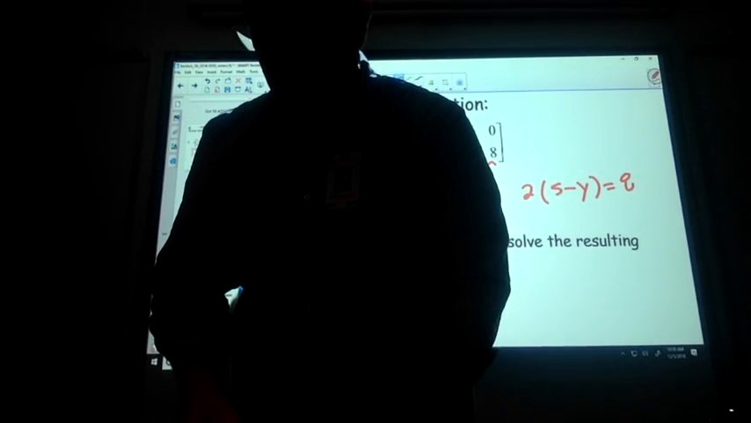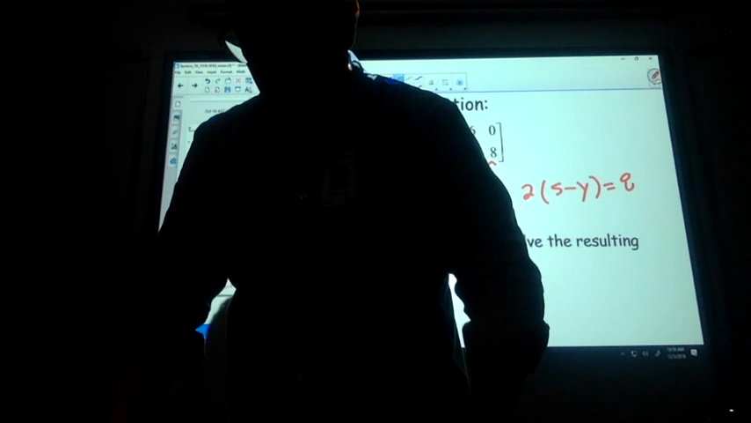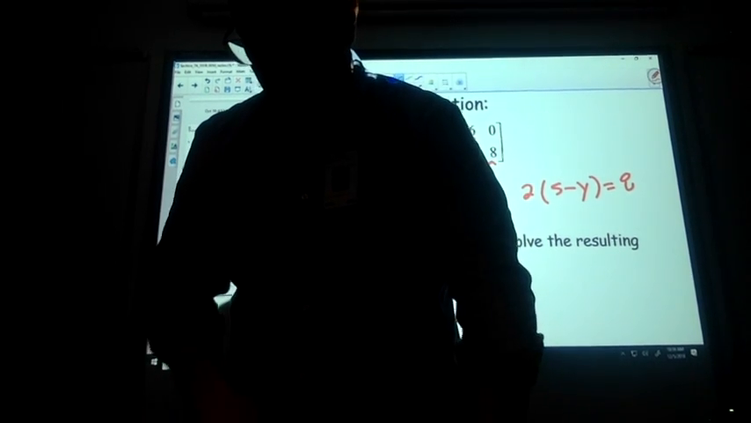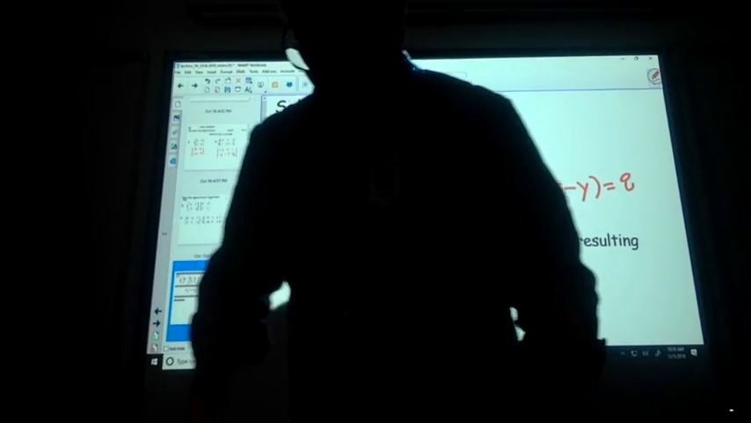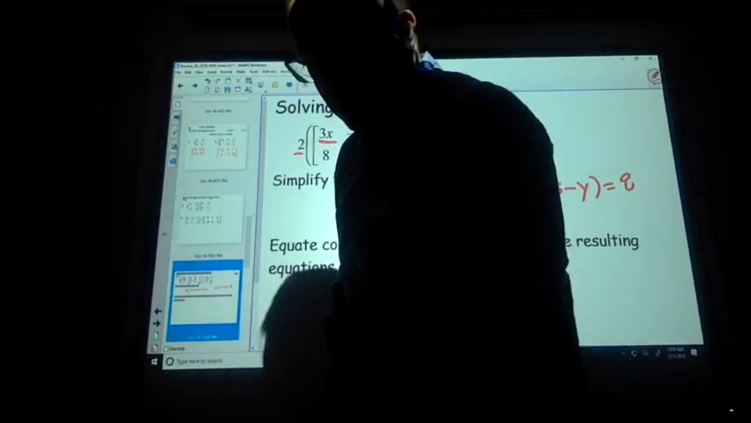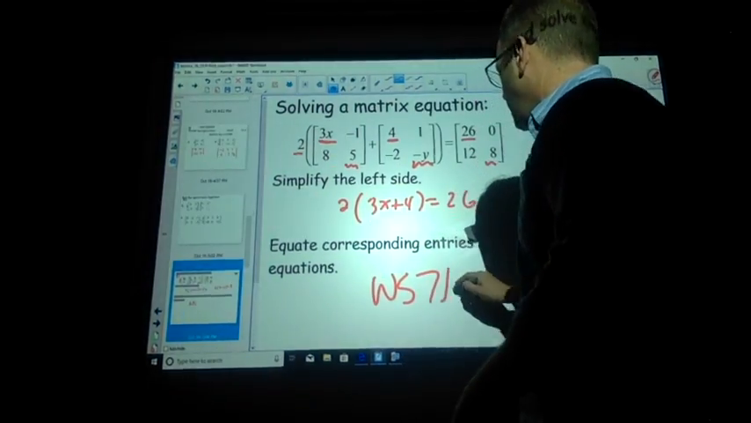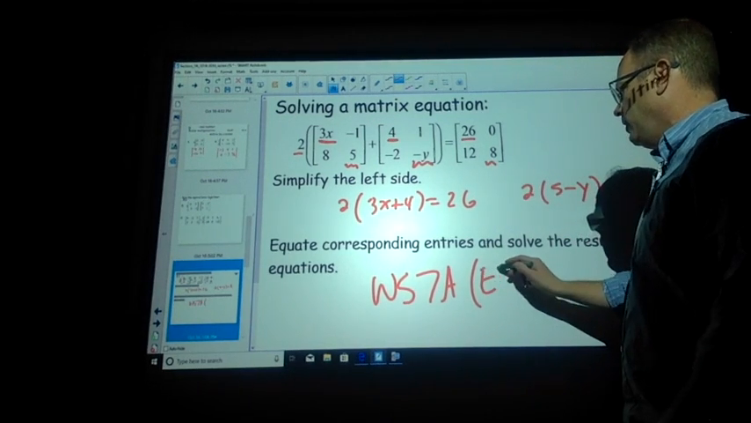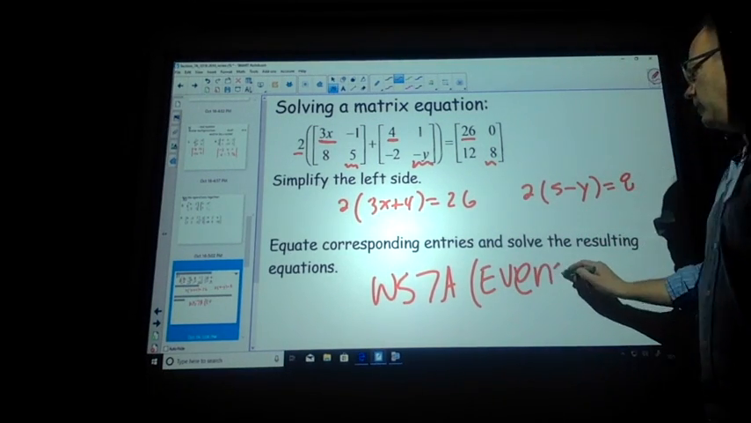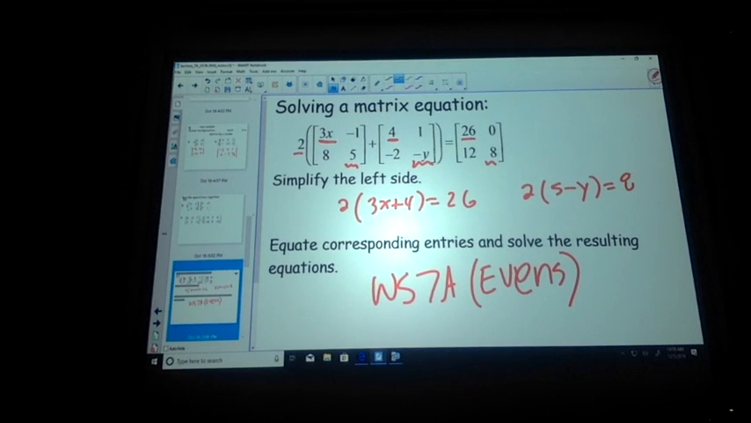And so I think you can do worksheet 7A, and let's have us do the evens. Just evens. So that's 2, 4, 6, 8.